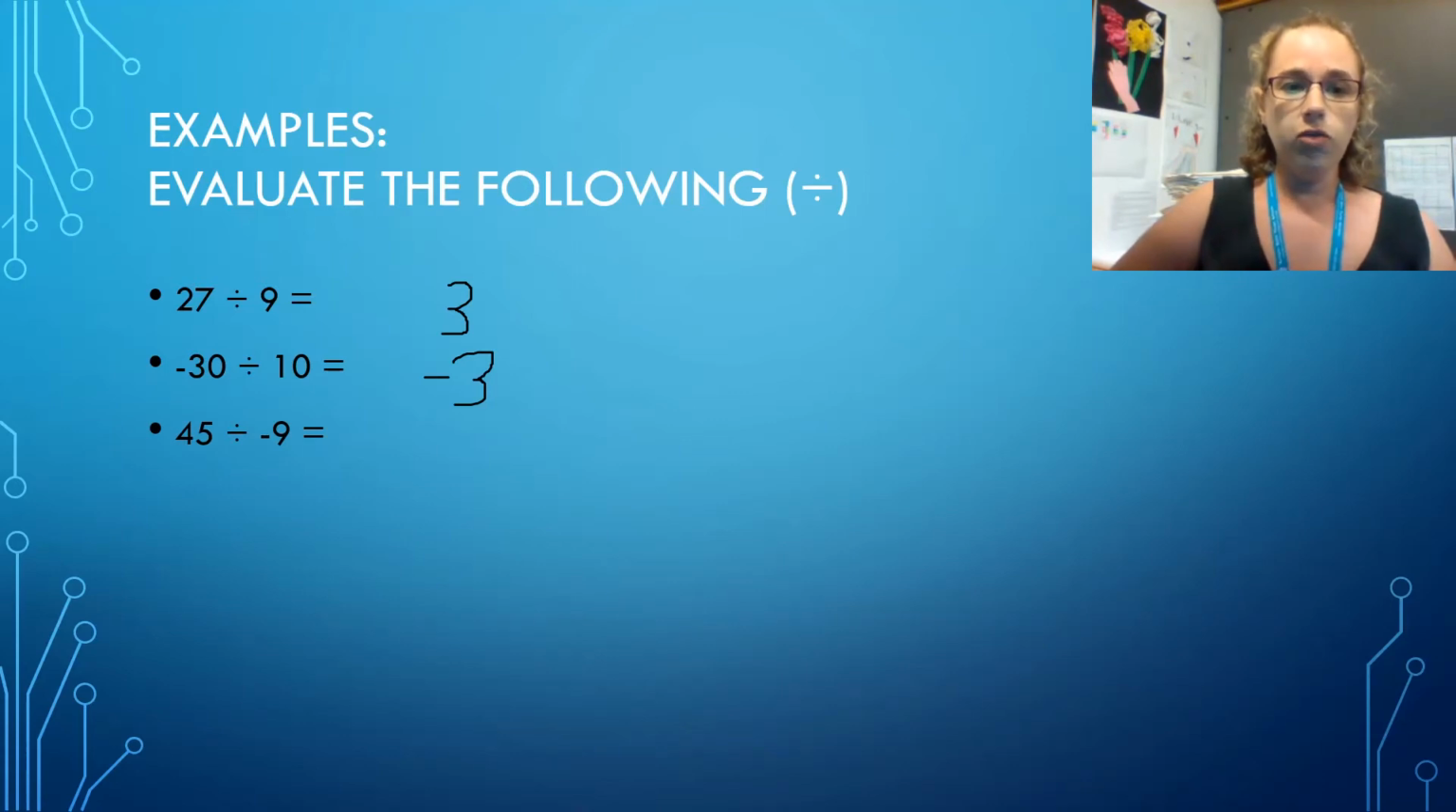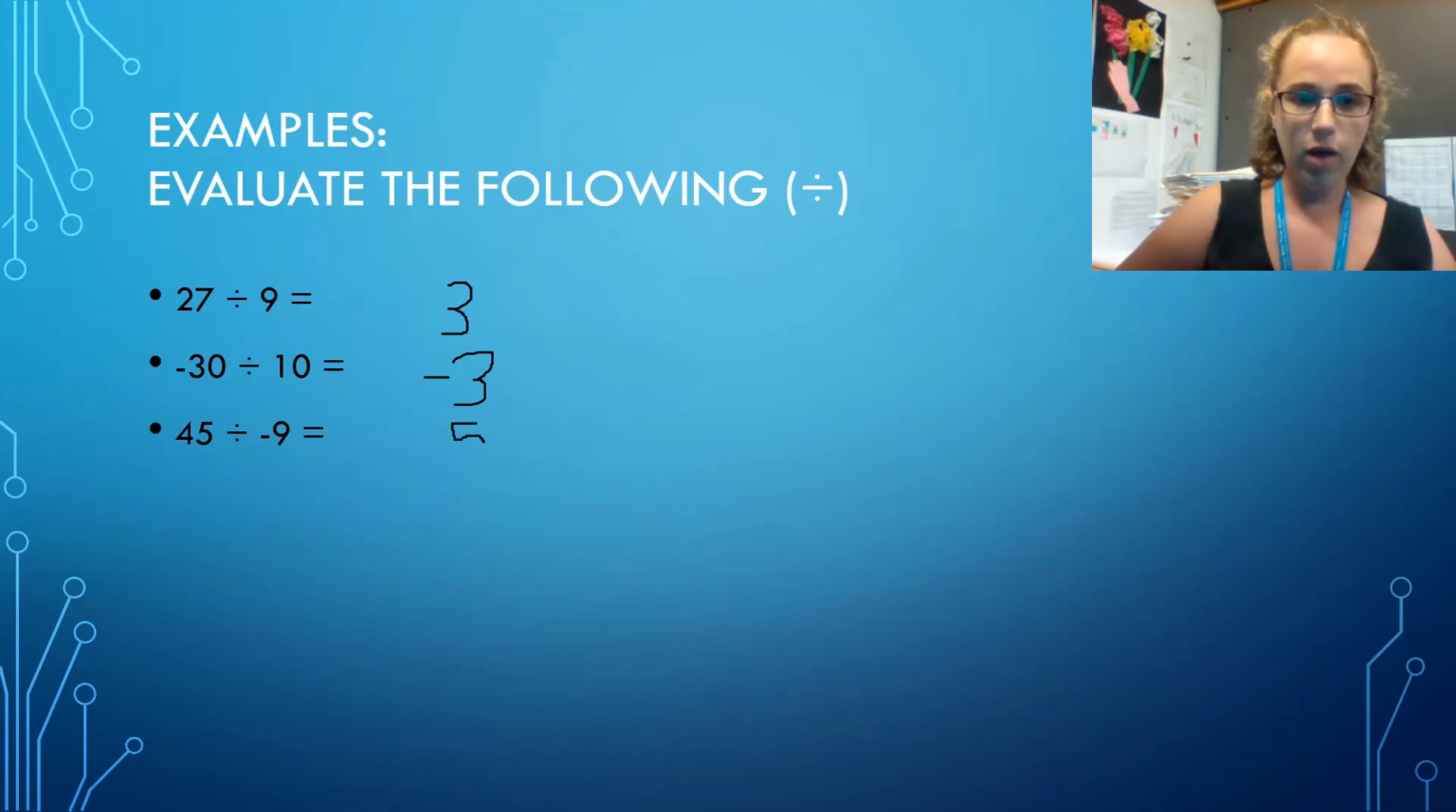In the case of 45 divided by minus 9, I would do 45 divided by 9 would be 5. And I've got a positive in front of the 45 and a negative in front of the 9. So a positive and a negative will give me negative 5 overall.